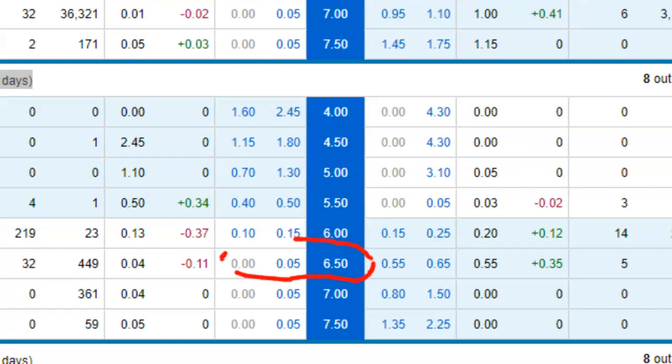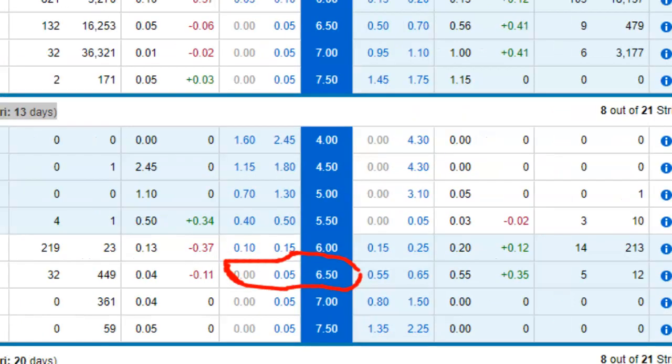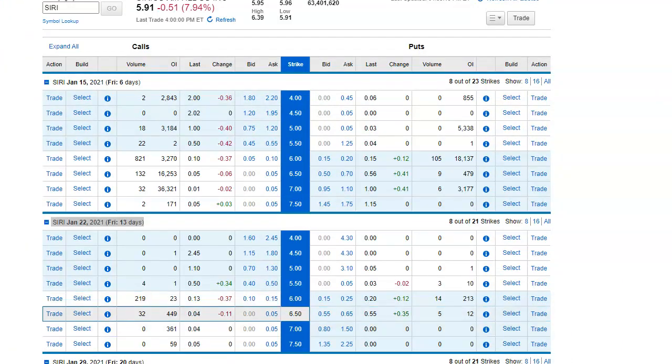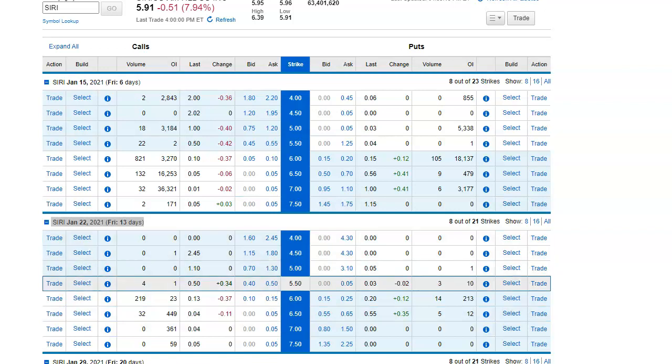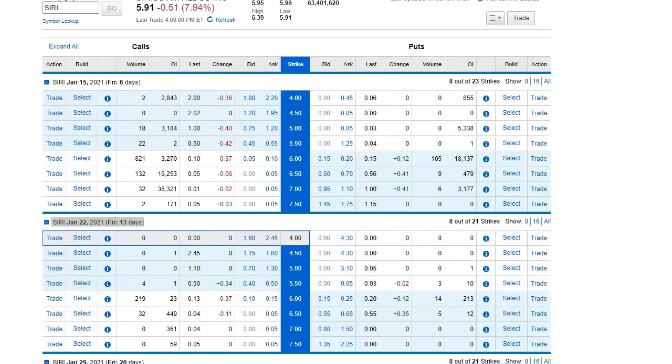Now this only happens with certain stocks. If you're using a higher-level stock like Walmart or Starbucks, you'll rarely ever see this where there are no options available. But in this case, there are no options available. Of course, with Siri, we know that before pre-market, if it ends up coming up past $6, then the 6.50 call option will more than likely populate. But if it's not there, we may have to wait a week.